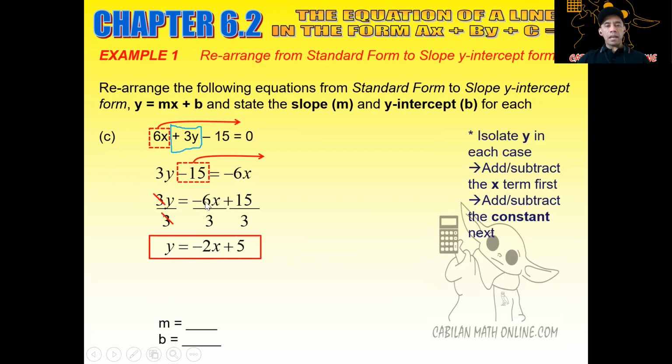Again, -6x divided by 3 will give you the -2x, and the 15 divided by 3 will give me the 5. All right, so to line up the m's and the b's, our m, or slope, is -2, and our y-intercept is 5. So those are the basics when it comes to rearranging an equation in the form of ax plus by plus c equals 0 into the form of y equals mx plus b, just to show you how the two are exactly the same thing, just in different forms.